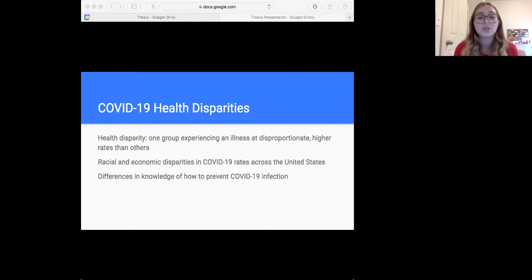And in addition to many systemic issues, it has been suggested that the Latinx community may be experiencing this disparity because of a language barrier. And this is further supported by data that found that Latinx individuals had less knowledge and understanding in how to prevent COVID-19 infection. So because of all this concerning data, I wanted to look at the possibility of a language barrier contributing to this issue and search for any differences between English and Spanish resources on public health websites.